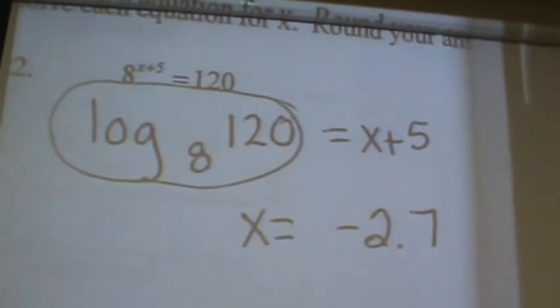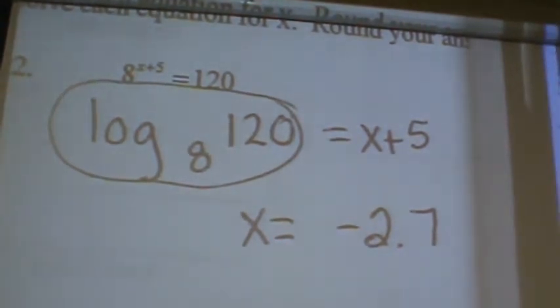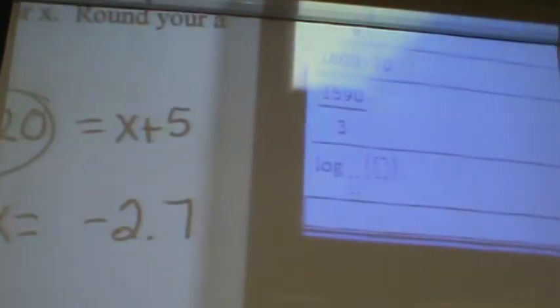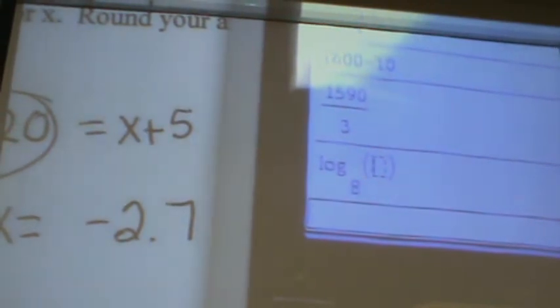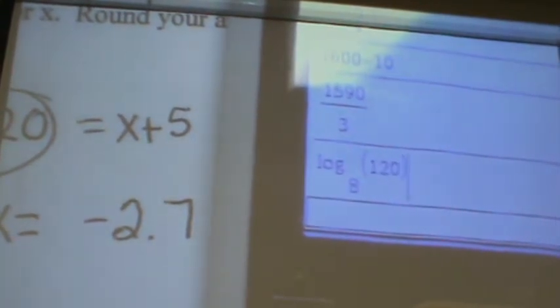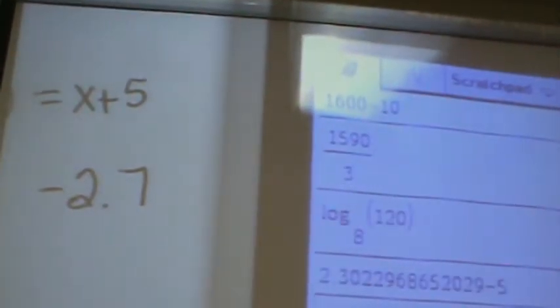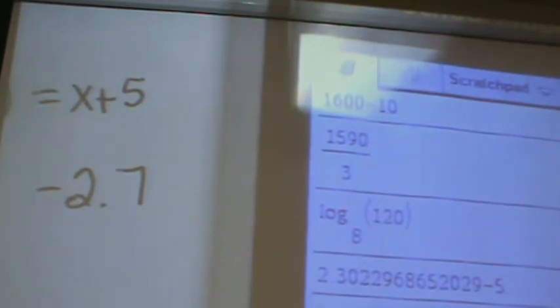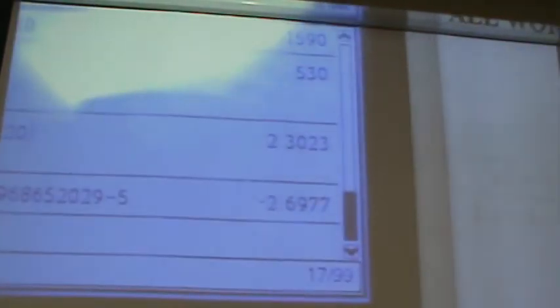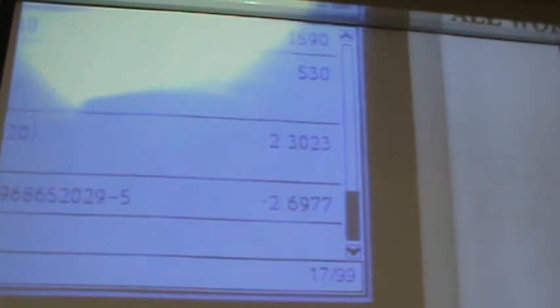Let's do it. Log, and then it's base 8, 120, enter, and then you're going to subtract 5, and you get negative 2.69, which is negative 2.7.